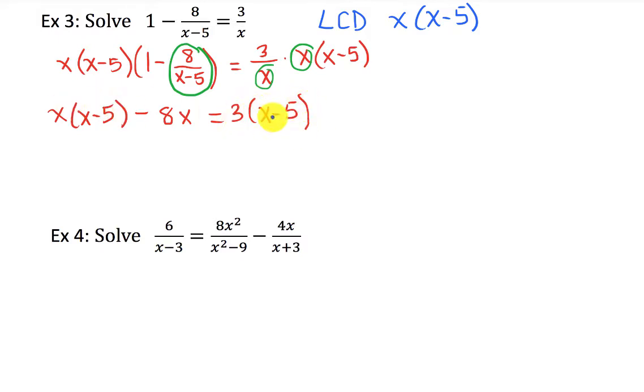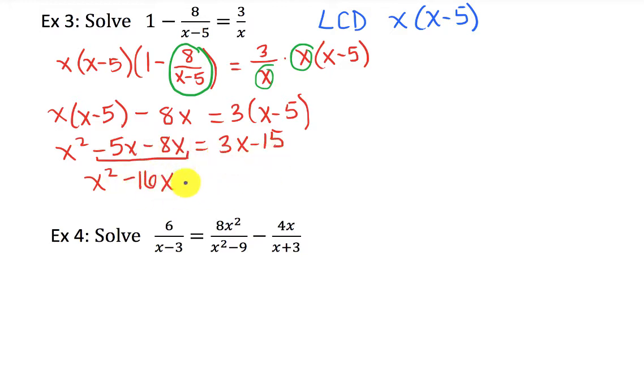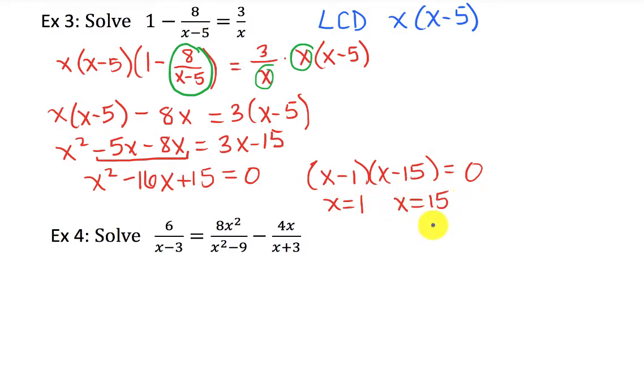Now you don't have any denominators to worry about, and you just go ahead and distribute, combine like terms, and solve the equation from here. We end up with a quadratic of x squared minus 16x plus 15 equals 0, which we can factor into x minus 1 times x minus 15, and then we get our two solutions of 1 and 15.